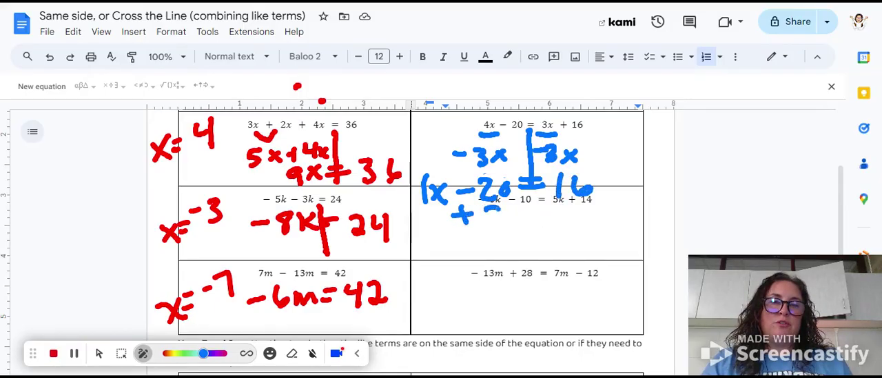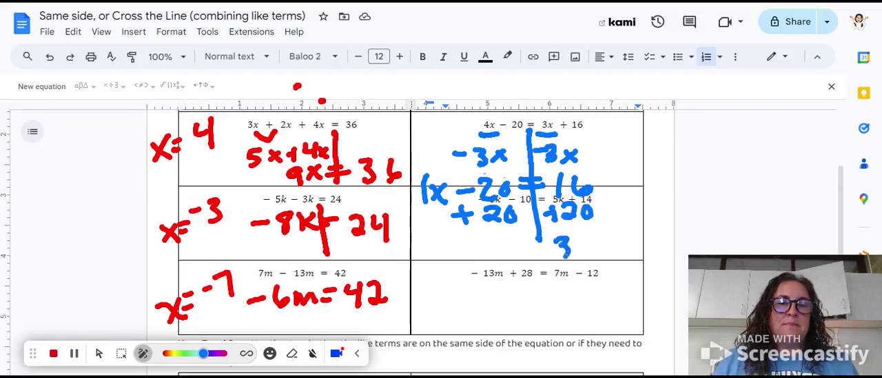Okay, and so we need to move the 20 across the equal sign, across the line, so he has to do the opposite. He was a subtract 20, so he needs to be a plus 20. Okay, so 1x equals 36. That's our solution because it's already 1x, so x equals 36.